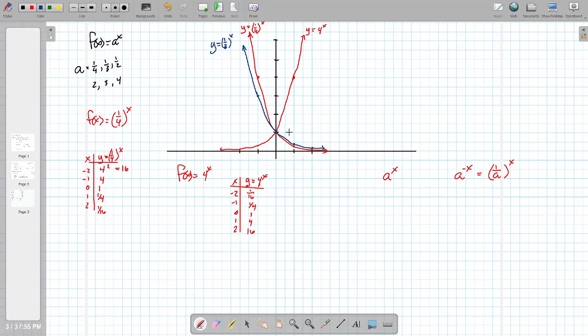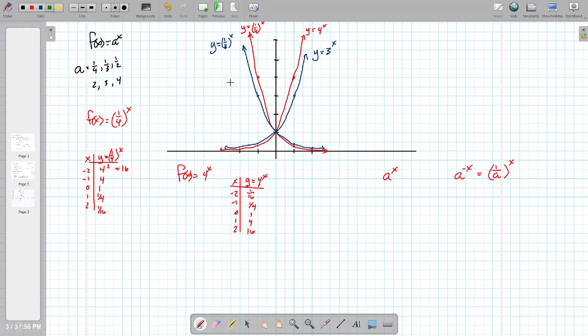Now, if we do the reflection, that would just be y equals 3 to the x. We would get an identical graph, but reflected about the y-axis instead. So we would end up with something that looks like this. Since y equals 3 to the x, all of these graphs will have a horizontal asymptote of y equals 0.